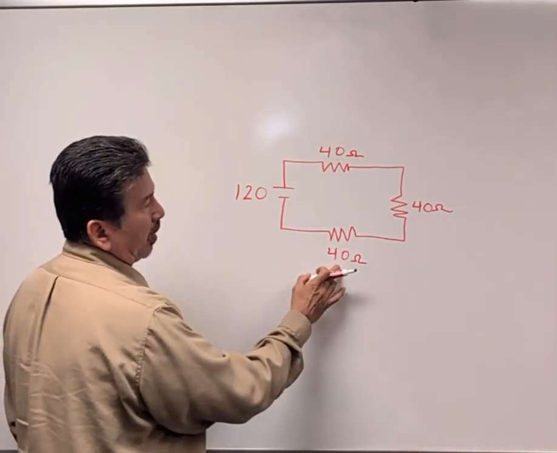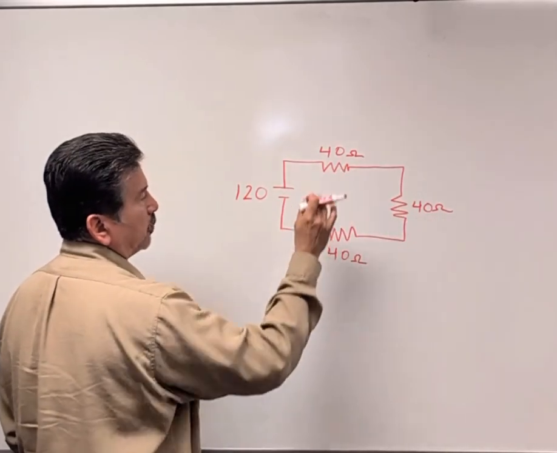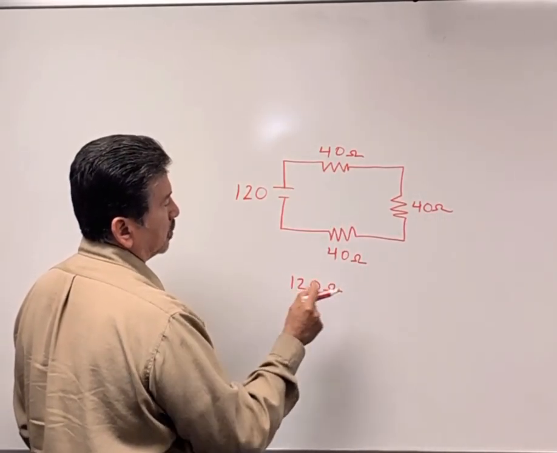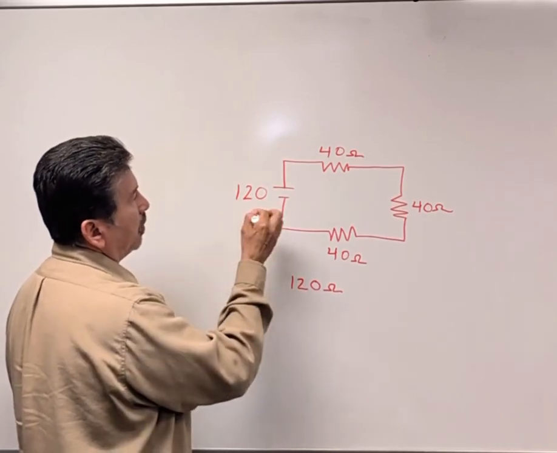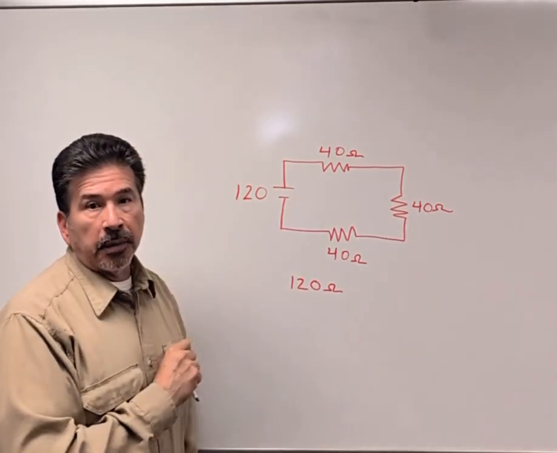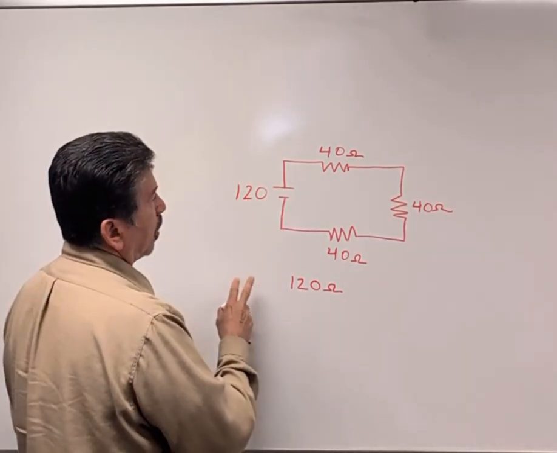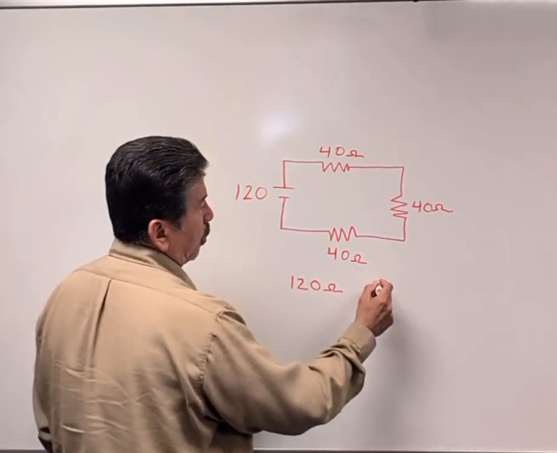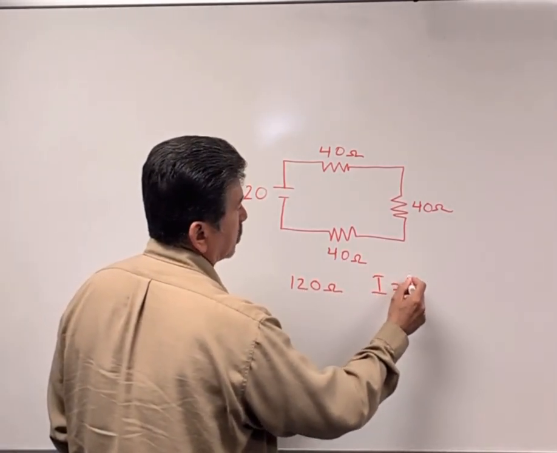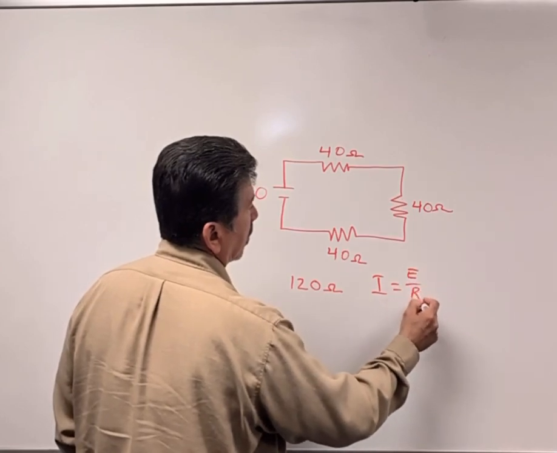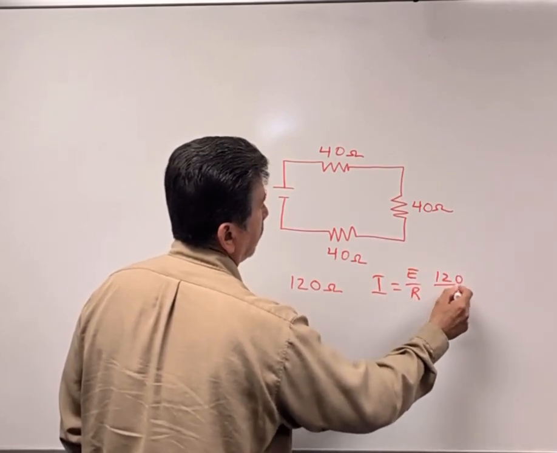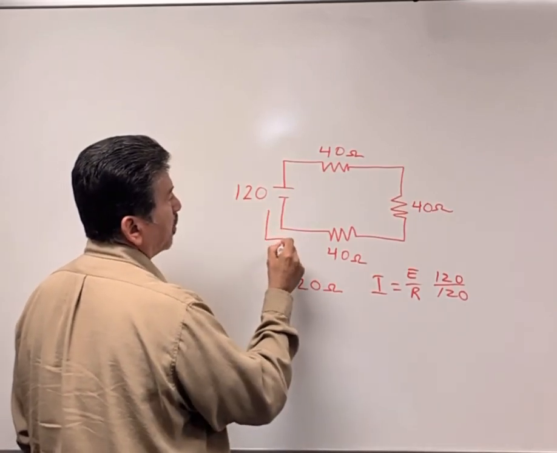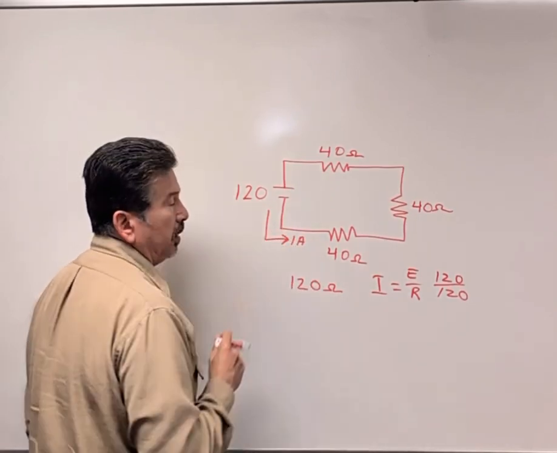So in this case, I would have 40 plus 40 plus 40 for a total of 120 ohms. I was given 120 volts as my power supply. So I know that I can calculate I. Using Ohm's law, I know that I equals E divided by R, 120 divided by 120. I have 1 amp in this circuit.